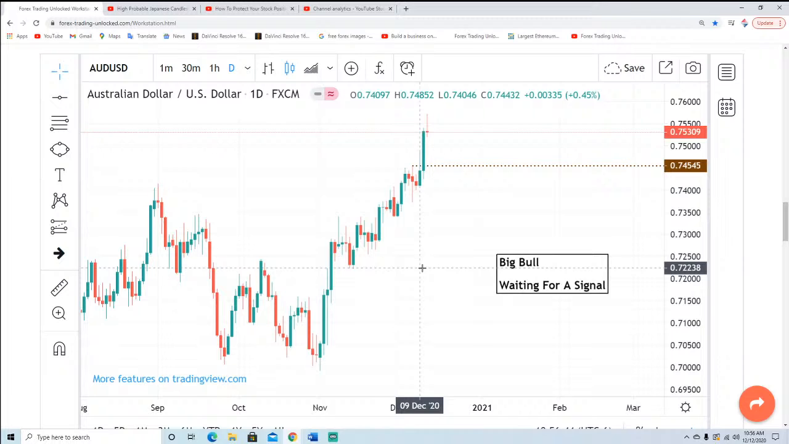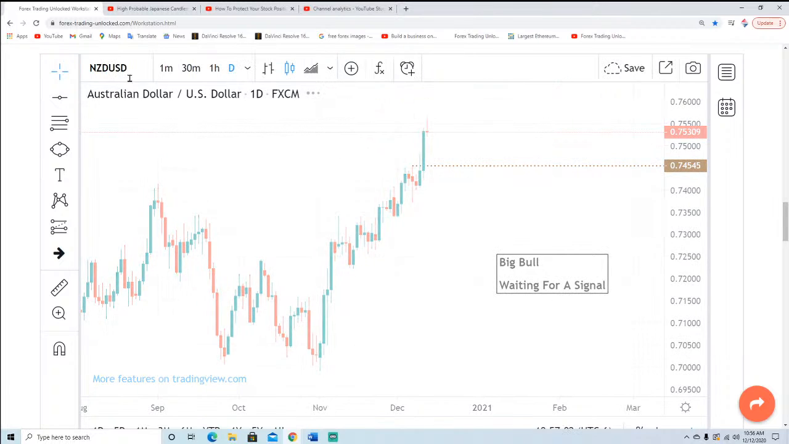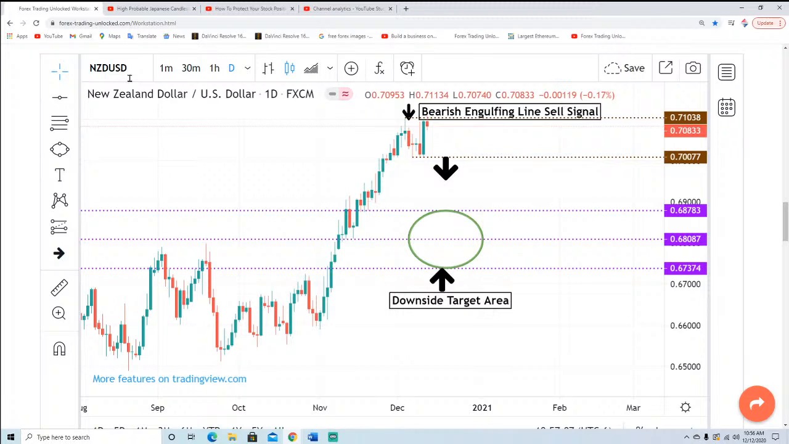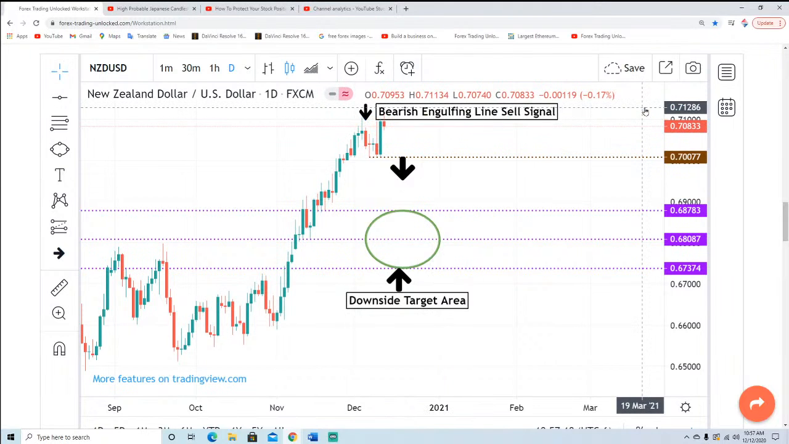Because remember, the first part of this year, because of the coronavirus, it was pretty much a one-way trade with most currencies either bullish or bearish versus the dollar, depending on what, when we look back. So with this one, we are waiting for a signal. Now, New Zealand dollar, US dollar, interestingly enough, is showing something a little bit different. We had a bearish engulfing line sell signal a week and a half ago, and then all of a sudden we had this rally that took it out.